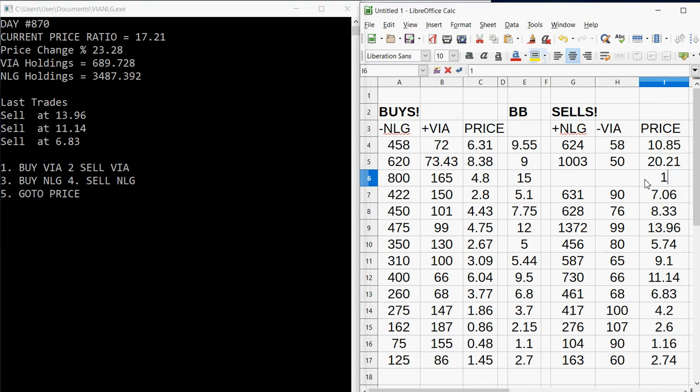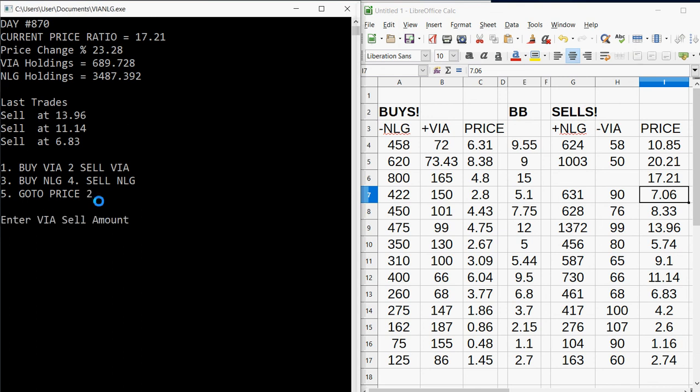Now we're at a spot where every single buy and sell has been taken care of. How sweet is that? And as far as price is concerned, we got the ratio. Ratio is 17 to 1, so it's still out of whack.